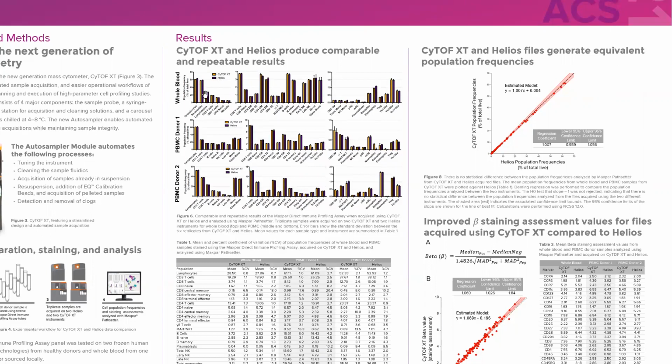Looking at the bar chart here, we see comparable population frequencies were detected between different donors and on different instruments. This also includes rare populations like plasmacytoid dendritic cells as shown here.